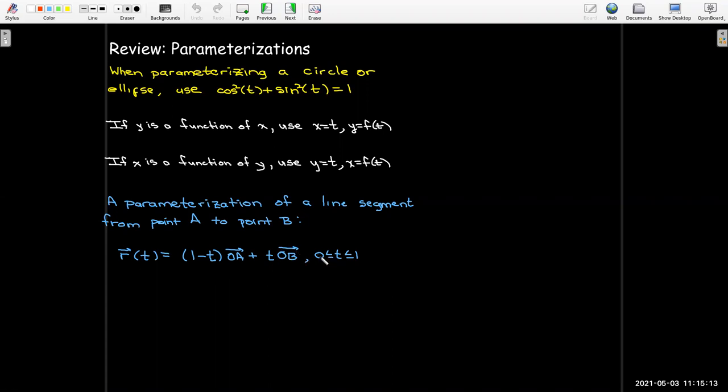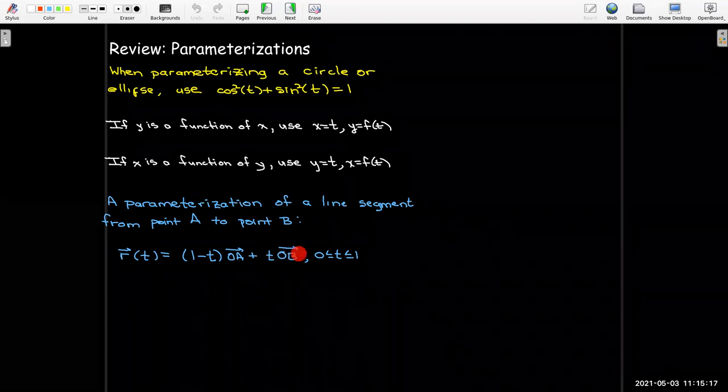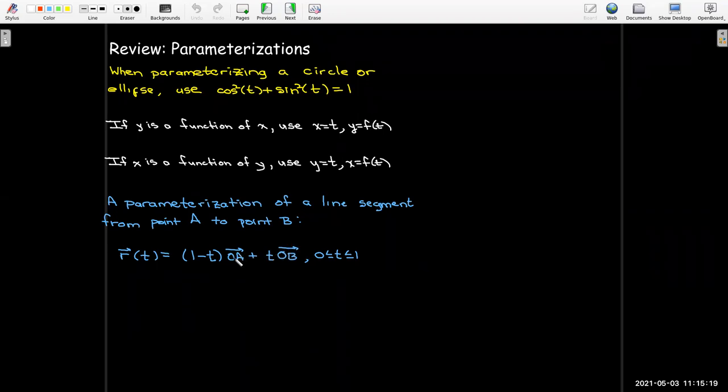And you can see when t equals 0, the position vector of B drops out. I'm just left with the position vector for A. And on the other hand, when t equals 1, the position vector for A drops out, and I'm left with the position vector for B.